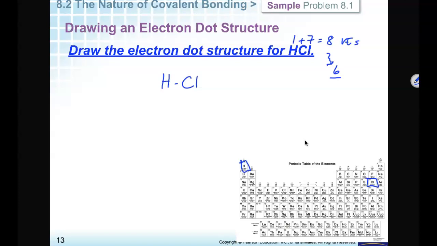But if you look at hydrogen, hydrogen is already fine. It has 2 electrons. That's what it wants. First energy level requires 2. So what we're going to do is put those remaining electrons on the chlorine then, because anything else you put on the central atom, any leftover ones.